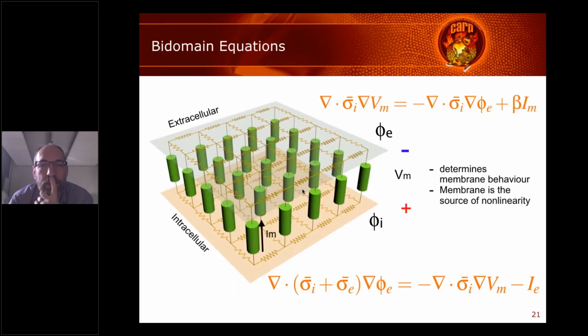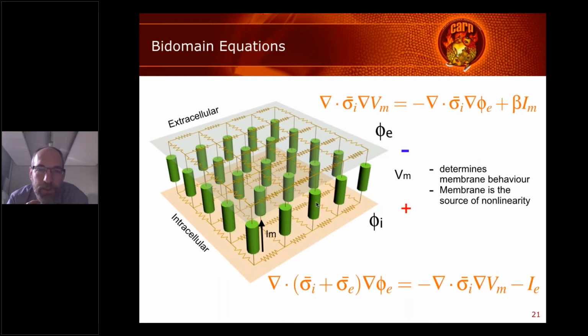Here's a graphical representation of the bidomain. It assumes that we have an extracellular space, which is a linear medium, basically just a resistive medium, so that if you put in voltage or charge, it would just flow through, using basic resistor rules. Likewise, for the intracellular space, the same thing applies. We have a linear medium.